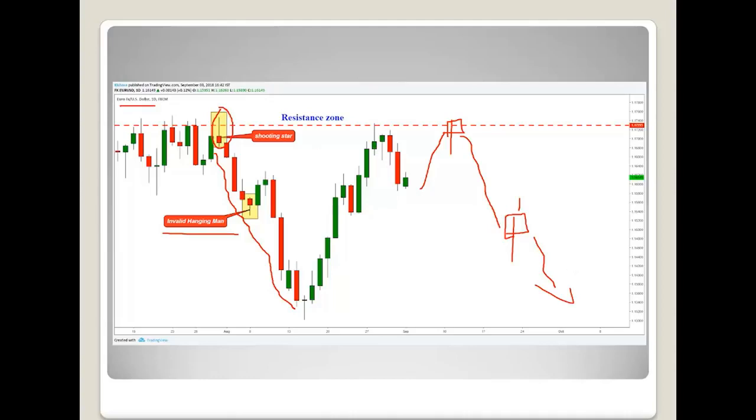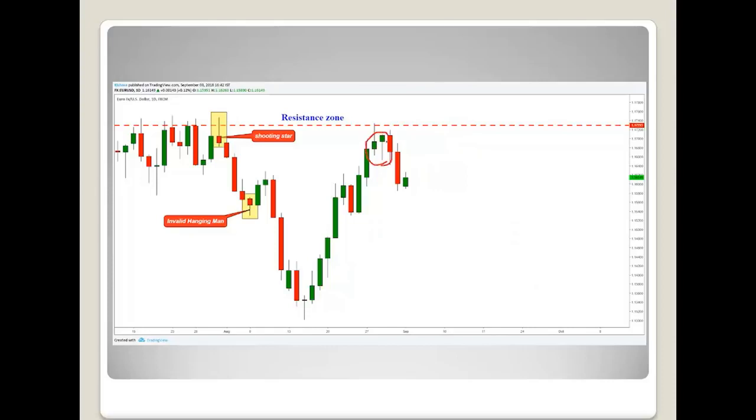We have an invalid hanging man because it came at the bottom of a downtrend, so we don't validate it. This was invalid, whereas this shooting star was valid. Even in this scenario, the market went up, and then we had a hammer over here. Most people think, okay, we got a hammer, so the market will break up and shoot up, so it can be a trend continuation. No, it is invalid because the hammer has to be formed at the bottom of a downtrend.